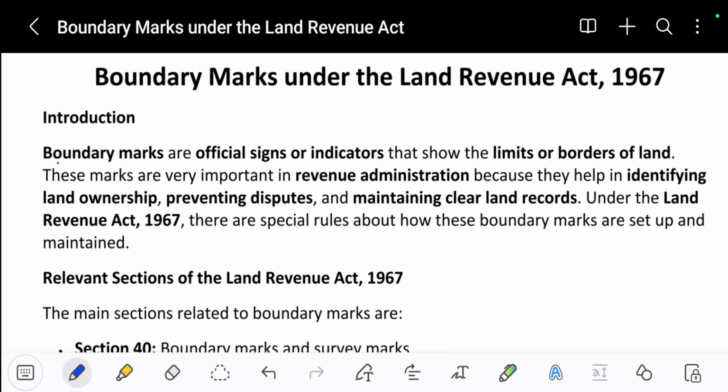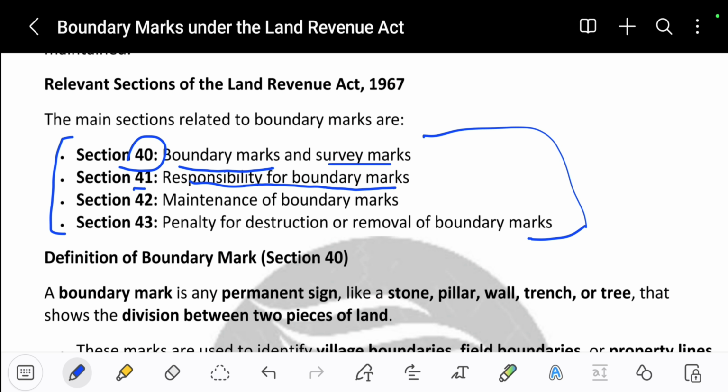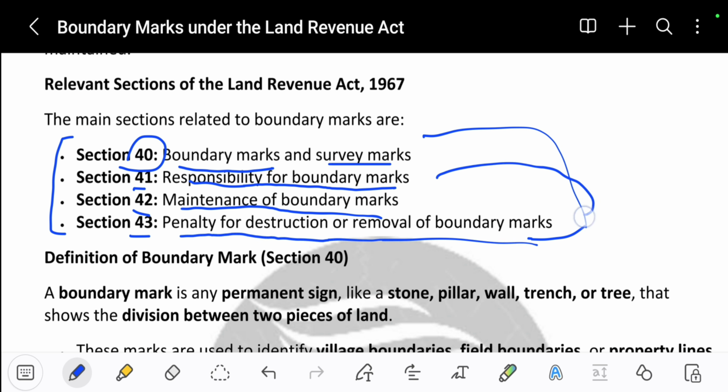Now we will read the next heading. The next heading deals with the relevant sections. These 4 sections highlight the boundary marks. Section 40 discusses boundary marks and survey marks. Section 41 deals with responsibility for boundary marks. Section 42 deals with maintenance of the boundary marks. Section 43 deals with penalty for destruction or removal of boundary marks. We will read all these sections step by step in the next headings.